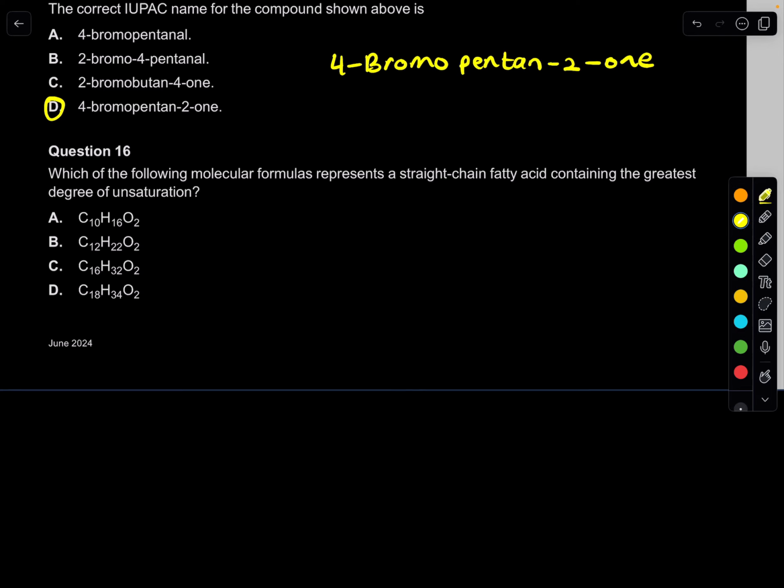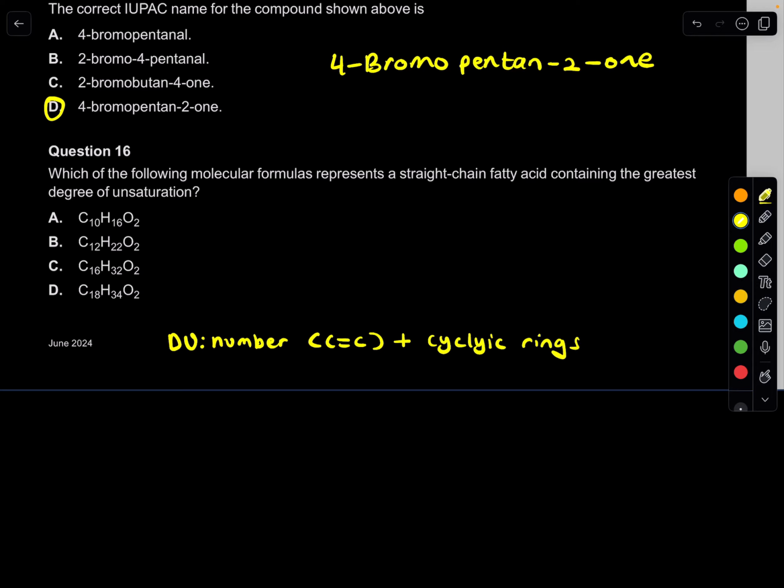The degree of unsaturation basically tells us the number of carbon-to-carbon double bonds plus the number of cyclic rings. For example, benzene, or cyclohexane. These are all rings. So it also tells us how many rings there are.